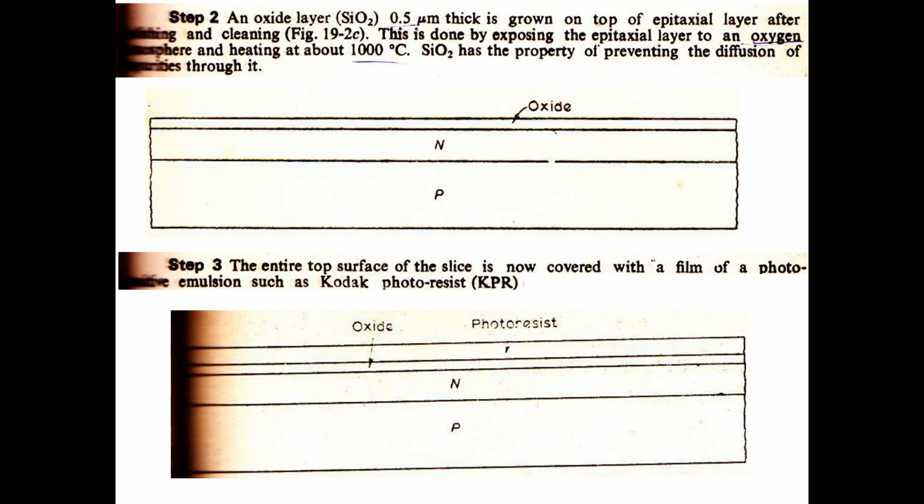Step 3, the entire top surface of the slice is now covered with a film of photoresistive emulsion such as Kodak photoresist. The first photographic mask containing the electrical isolation pattern is placed on the slice. Upon exposure to ultraviolet light, the portion of photoresist underneath the transparent areas becomes polymerized. The unexposed areas outlining the isolation pattern are etched in a chemical.